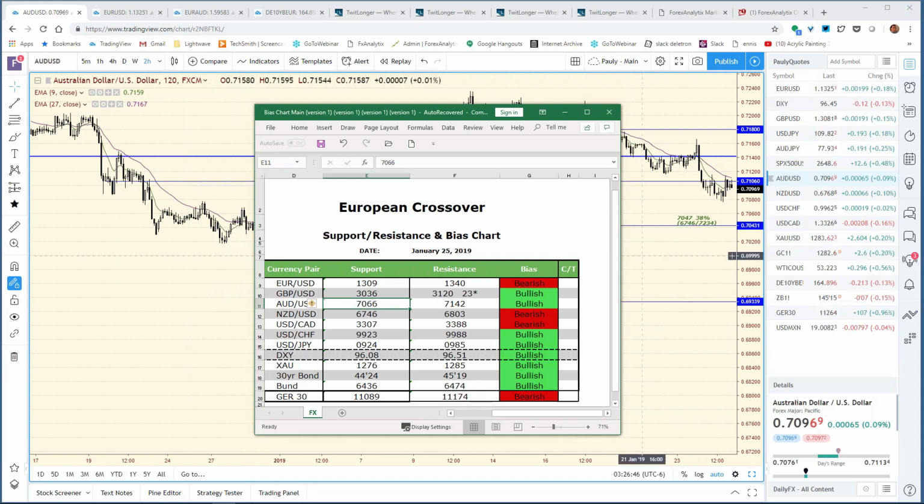We actually had this as 70.66. They held up pretty well. They got as low as what? 70.76. We'll go with this 70.43.